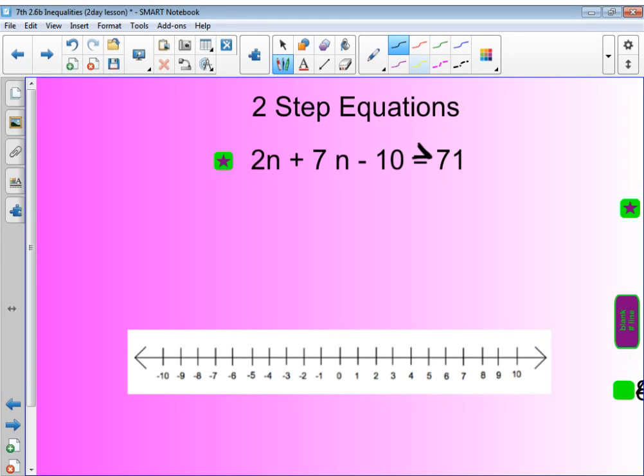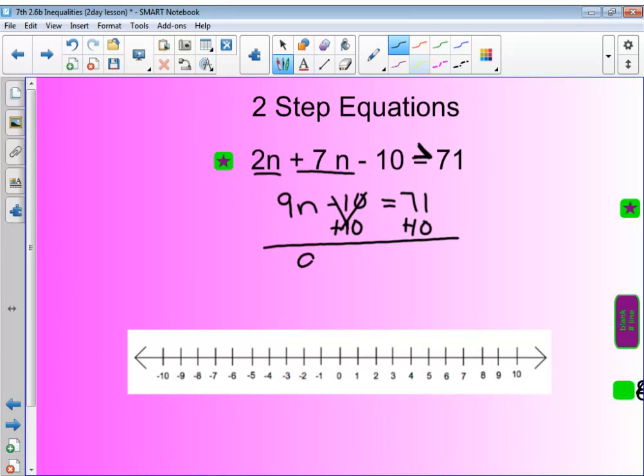So we're going to combine like terms. This is a 7n. So we have 2n plus 7n is going to give me 9n minus 10 equals 71. Now we'll go ahead and get rid of our minus 10 by adding 10, plus 10. So now we have 9n equals 71 plus 10 is 81.